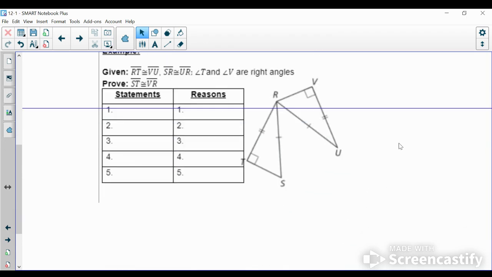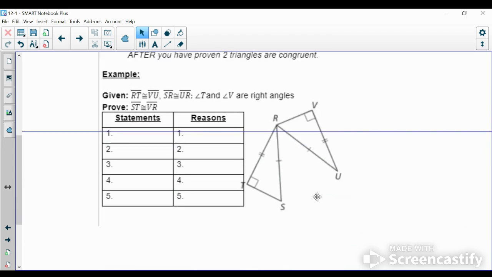So here is an example of what this looks like. This is a proof. We are given all this information. We have a pair of congruent sides. We have a pair of right angles. We are trying to prove this side ST is congruent to VR. So in order to do that, we're first going to lay down all of our information and show that these two triangles are congruent. And once we say these triangles are congruent, then we will be able to say ST is congruent to VR because they will be corresponding parts of congruent triangles.